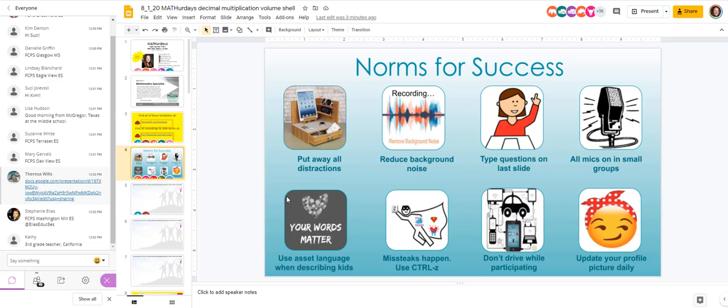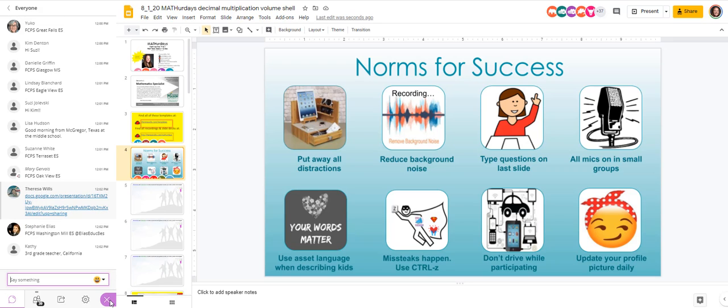Make sure you use your mics in small groups. Your words matter, so let's make sure we're using asset language or positive language when describing kids. Mistakes happen, and when they do, if you accidentally delete something you didn't mean to or move something you didn't mean to, just hit Control Z. That will undo it. Don't drive while participating, and update your profile picture as often as you can.